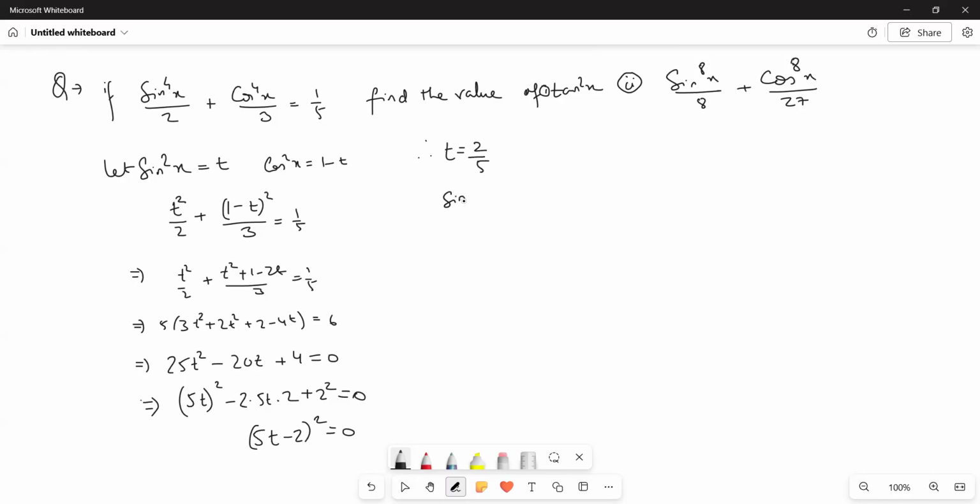So this implies sine square x is 2 by 5. So in that case, how much would be cos square x? 3 by 5. So how much is tan square? 2 by 3. So tan square is 2 by 3. Now find the value of the second part. Sir, 1 by 125 will come. 1 by 125. Yes, sir. Yes, that is correct. The second part should come out to be 1 by 125.